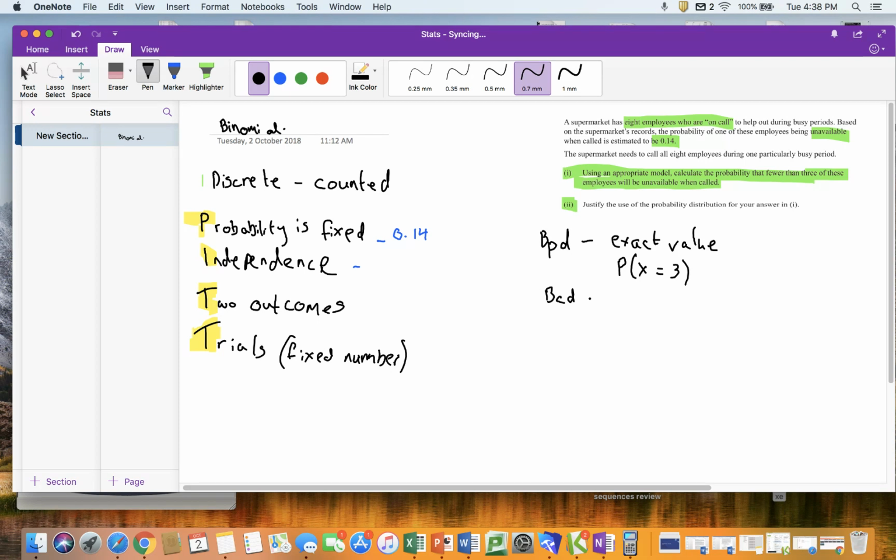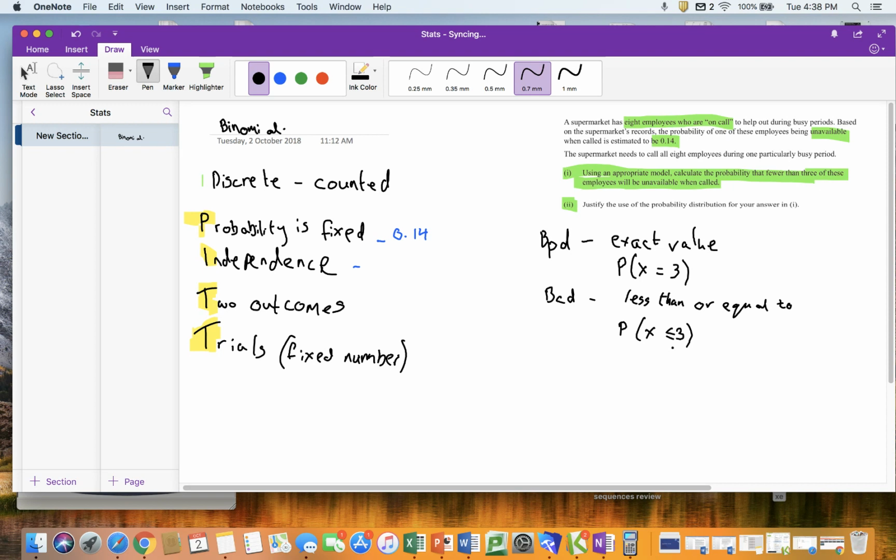BCD is a binomial cumulative distribution. So that is a less than or equal to. So that would be the probability that X is less than or equal to 3. And it would add up the probability of 3, the probability of 2, the probability of 1, and the probability of 0. And that's great.